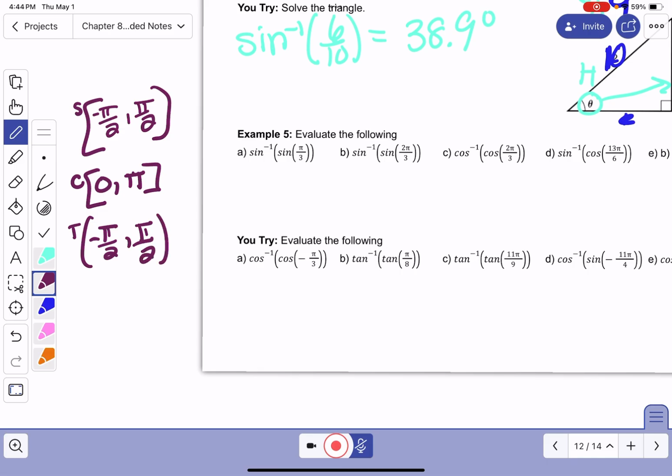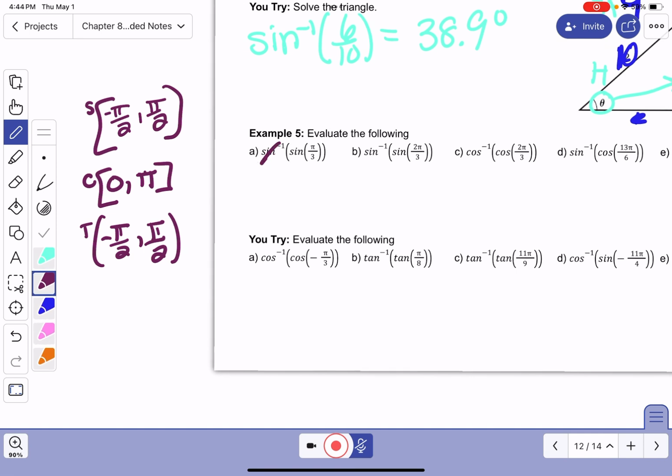If it's in the range and they're the same, it's just going to cancel out. So pi over 3 fits in between that. So the sine, those are going to cancel and we get pi over 3. 2 pi over 3 fits in cosine's range. So those are going to cancel and we're going to get 2 pi over 3.